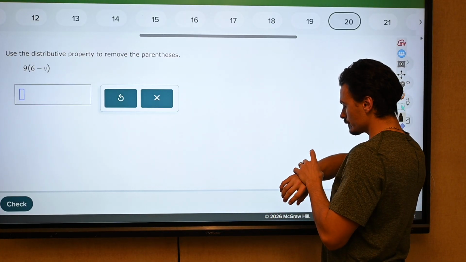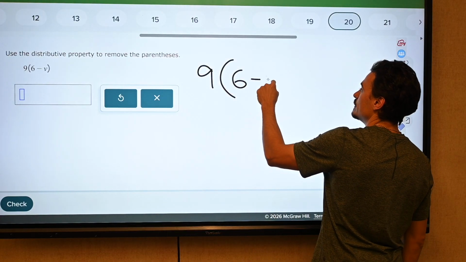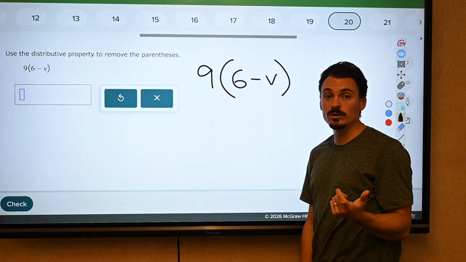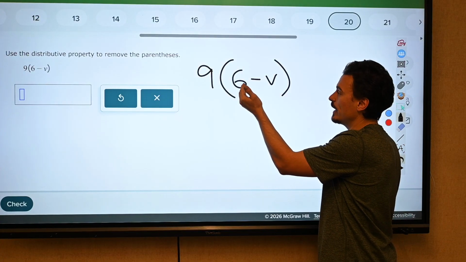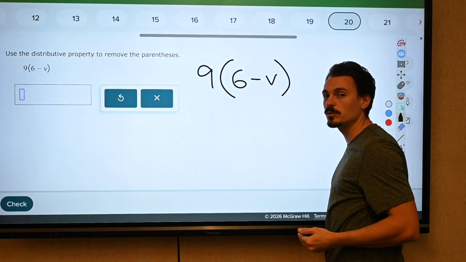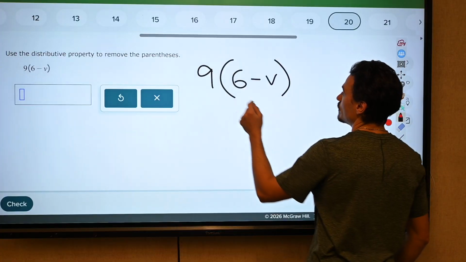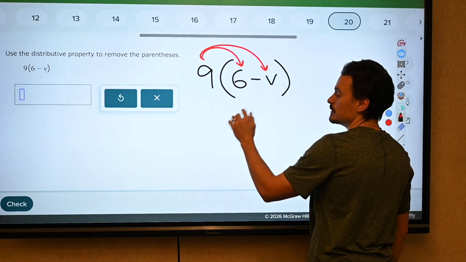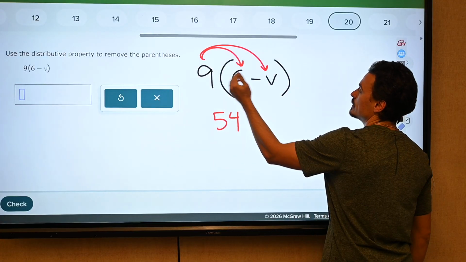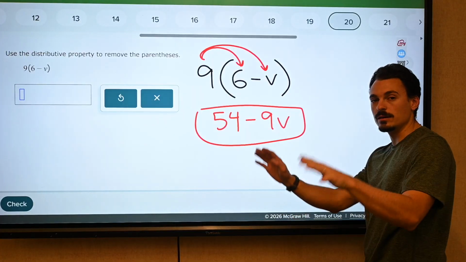20. Got 9, and in parentheses 6 minus v. Usually you would do the parentheses first. The only problem is these are not like terms. You can't even do 6 minus v. That's not possible. So we have two separate terms right here, which means we have to use the distributive property. 9 times 6, that's 54. 9 times negative v is negative 9v. Done.